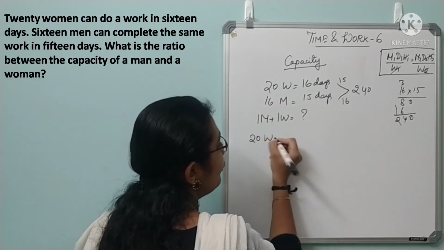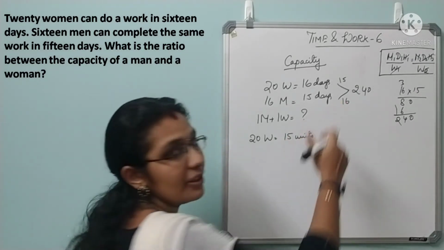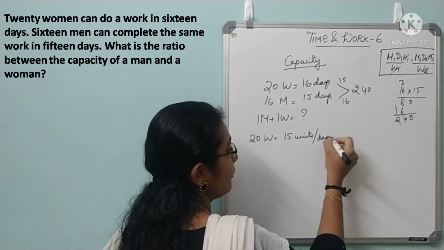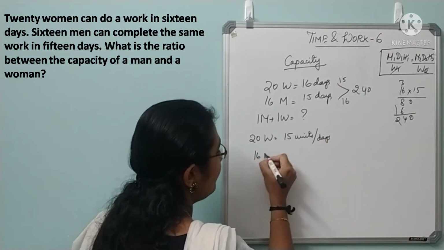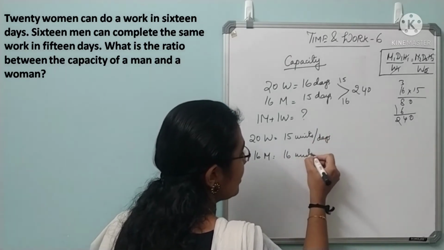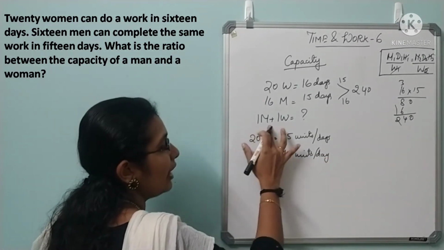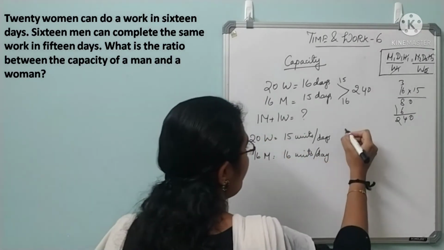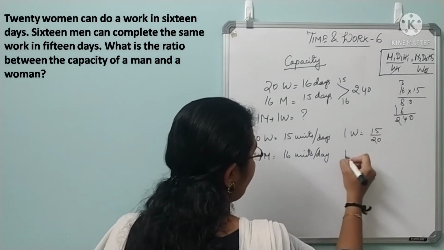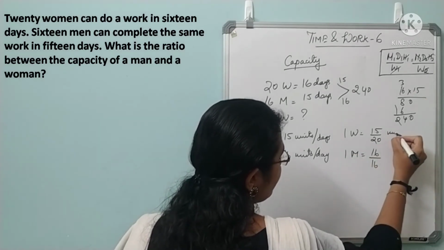So, 20 women will do 15 units per day. 15 units means that is their efficiency per day. Whereas 16 men will do 16 units, right? 16 units per day. So, they are asking for one man and one woman. So, one woman is equal to 15 by 20 and one man is equal to 16 by 16 units per day.